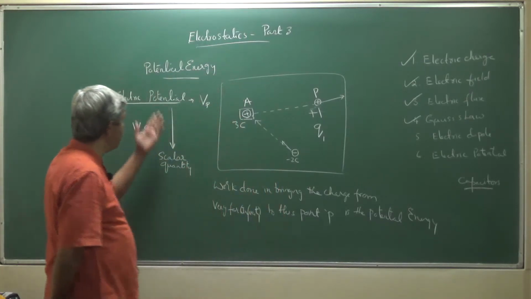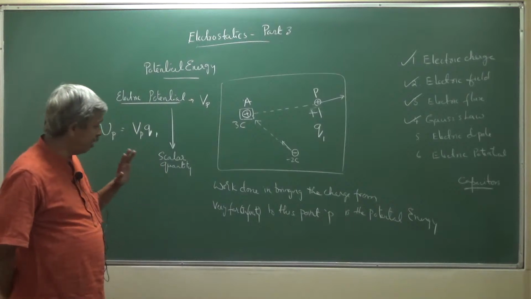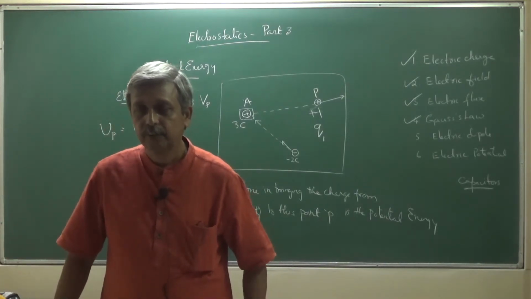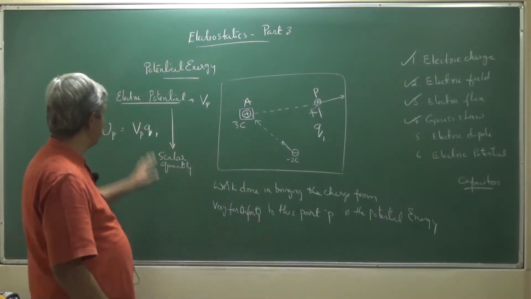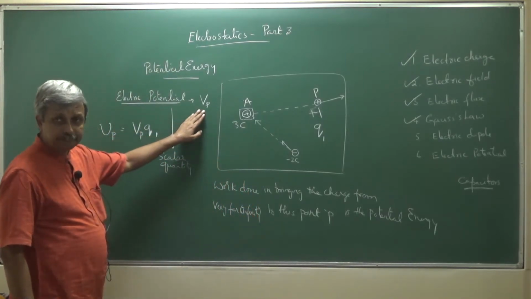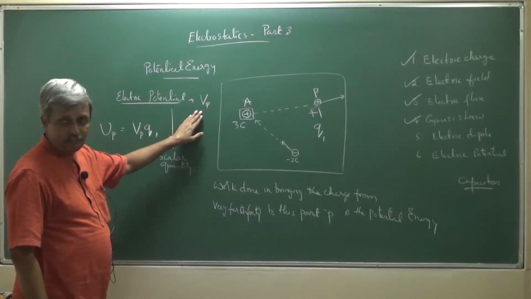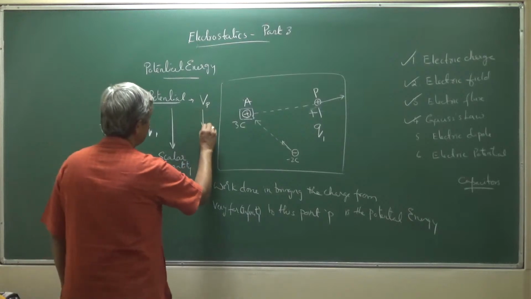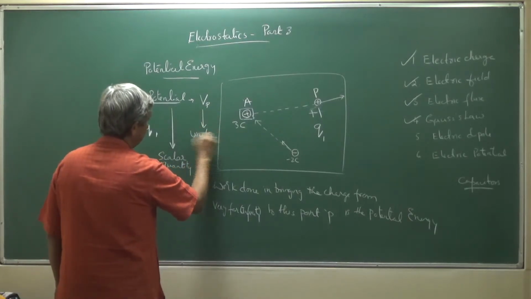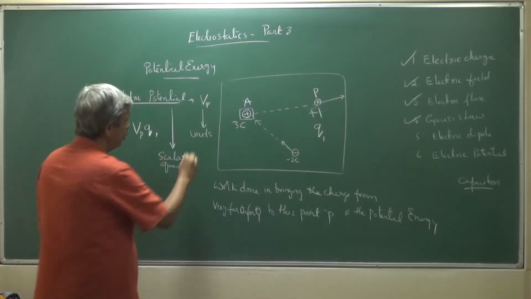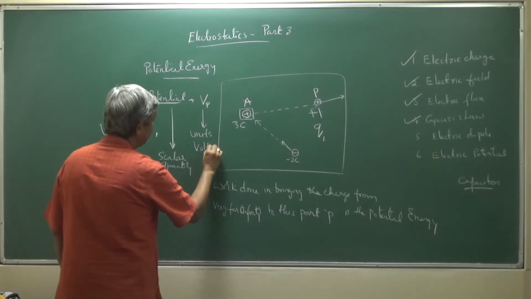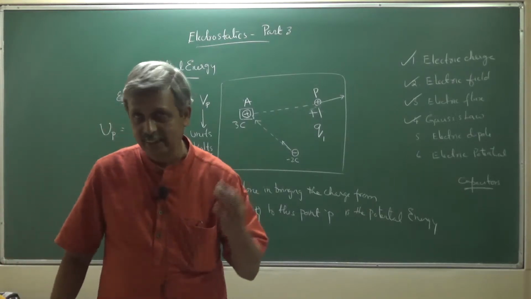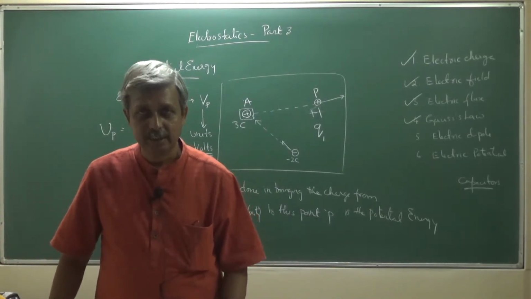So this value can be either positive or negative, but it cannot have any direction. It's just a value. That's what electrostatic potential is, given by the letter V, V at any point. The unit for this is called the volt. We write it as just V. Volt is the name of the scientist. We use it for measuring the potential.